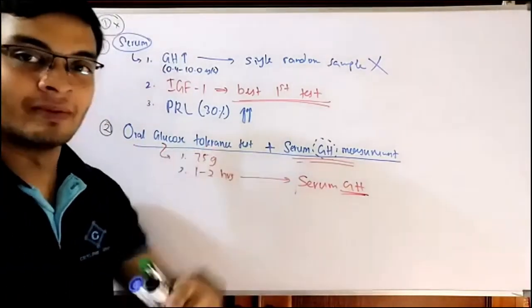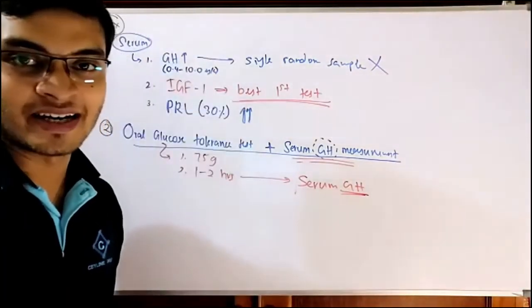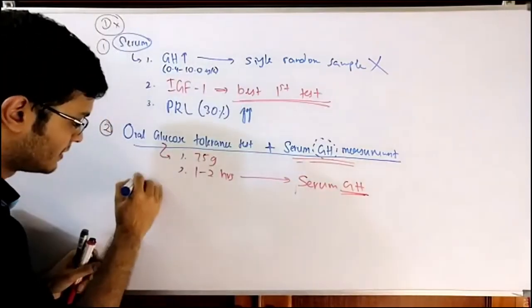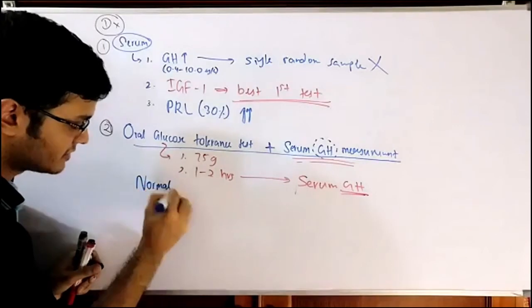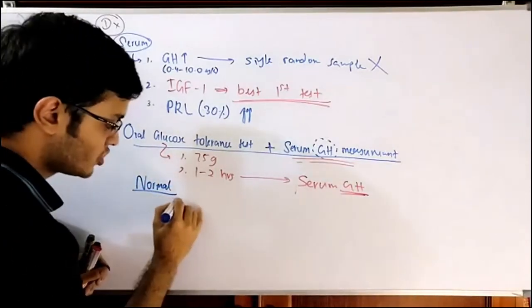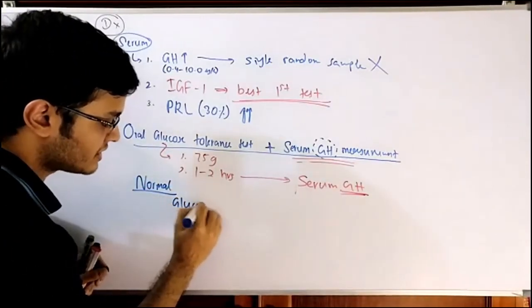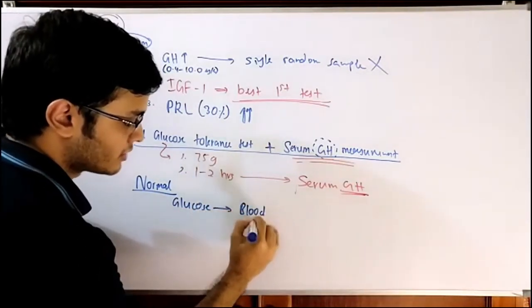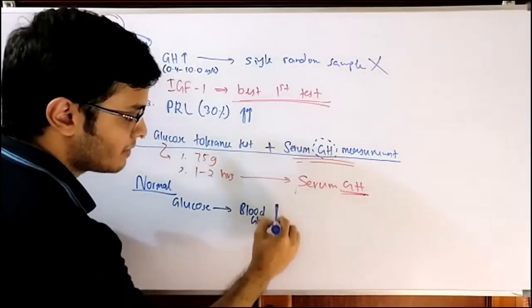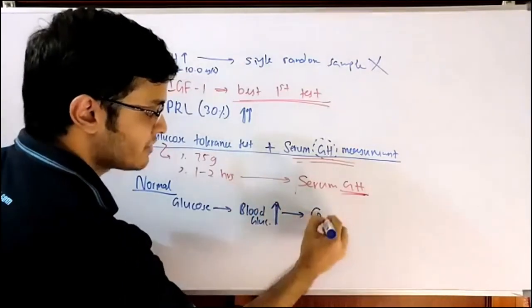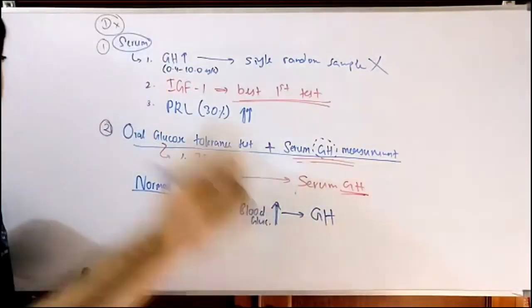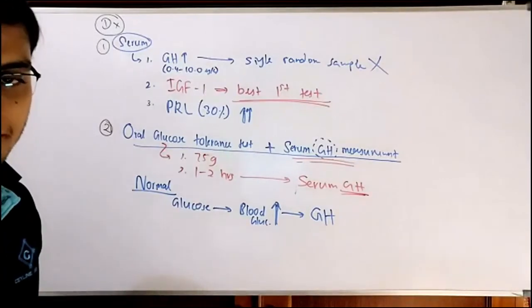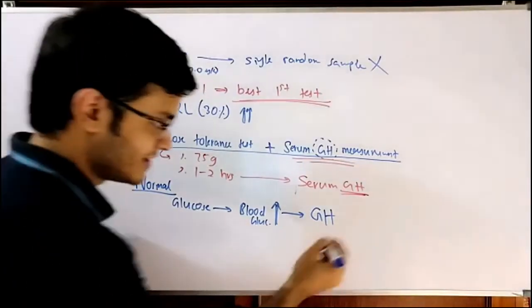Now tell me this. If you don't remember, go back to your page of stimulatory and inhibitory factors. In a normal person, I'm asking about a normal person, if glucose is given, what will happen? His blood glucose will increase. In a normal person, if blood glucose is high, what happens to growth hormone? Reduce. Low. Excellent.